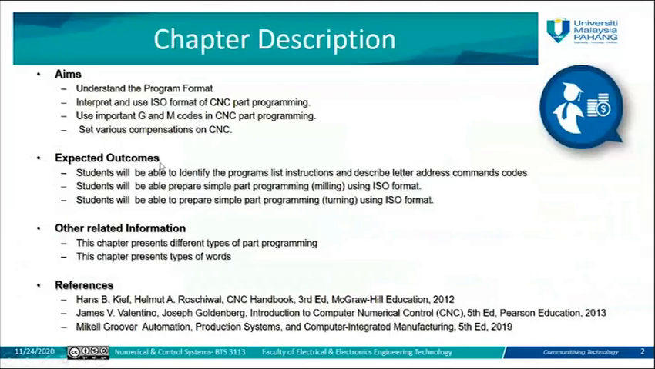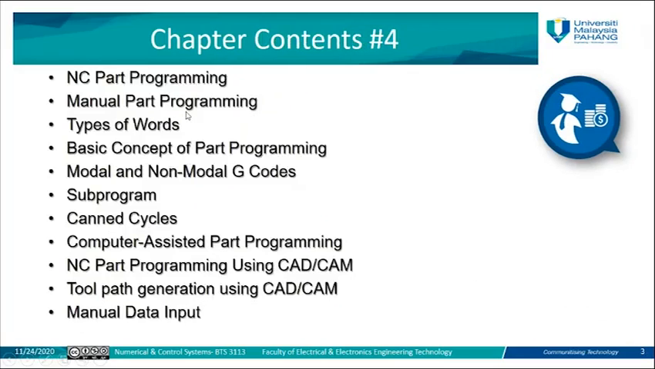These are the expected outcomes from this chapter. In this chapter, we are going to learn the main format of the NC program, using the ISO standard format for CNC machines. We are going to learn the difference between the G codes and M codes, and how we can write the address, how we can write the block of coding, how we can build a program for NC machines. So these are the main contents for this chapter.